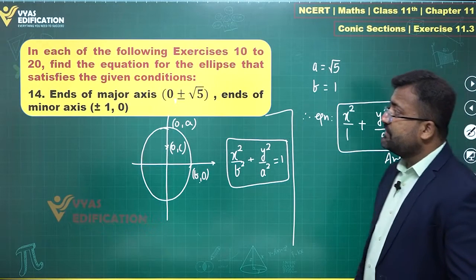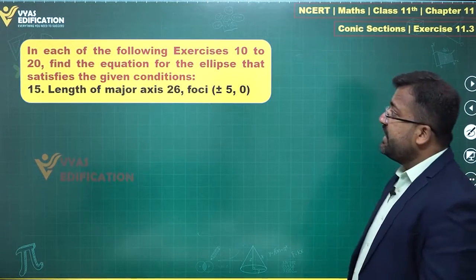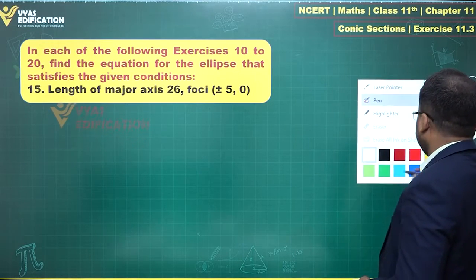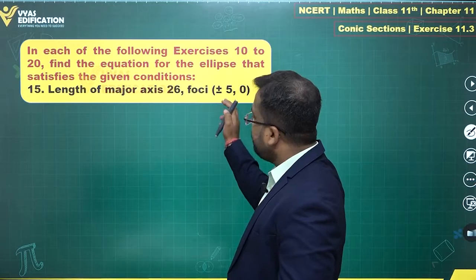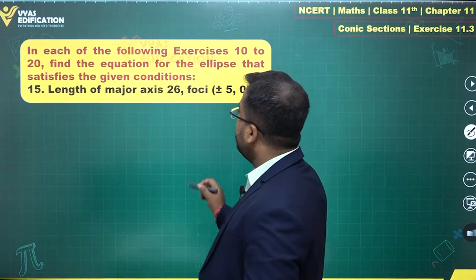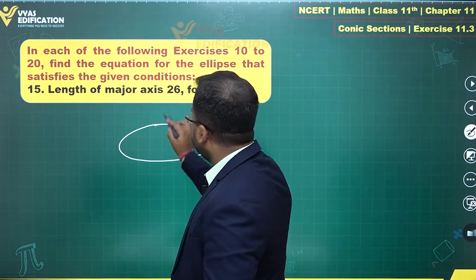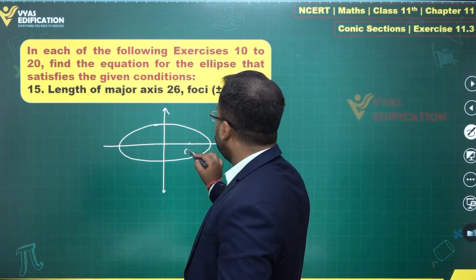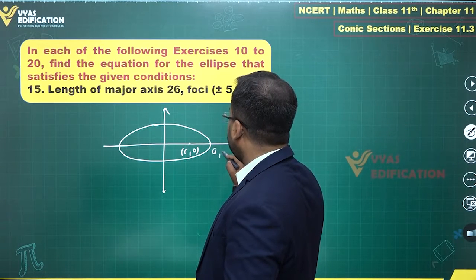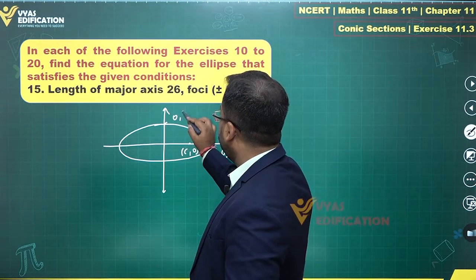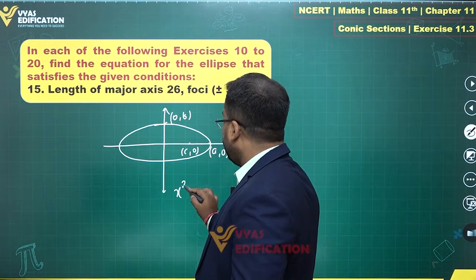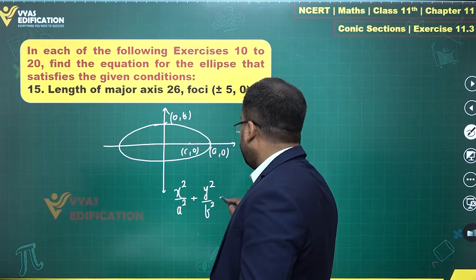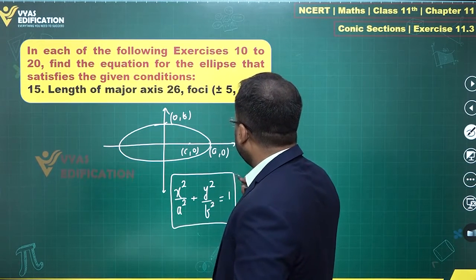That's 14th for us. The 15th question says length of major axis is 26 and foci are plus minus 5 comma 0. The foci lie on the x-axis, so we have this standard ellipse. This is c comma 0, this is a comma 0, this is 0 comma b. Equation will be x square upon a square plus y square upon b square is equal to 1. This is the required equation of the ellipse.